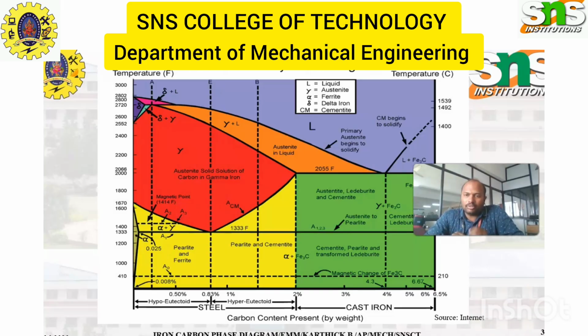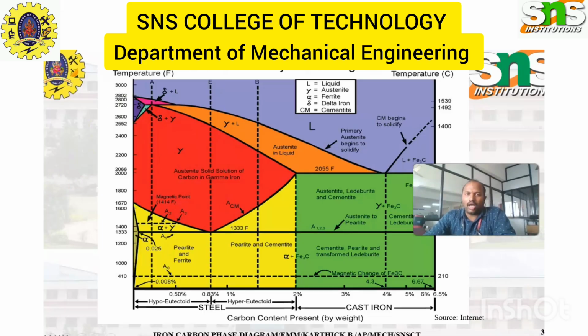Now the y-axis is temperature, in degrees Celsius. The first line is around 723 degrees, then 910 degrees Celsius, around 1400, around 1492, and around 1539 or 1540. After that it is liquid, meaning the steel is completely converted from solid to liquid at a temperature around 1540 degrees Celsius. In turn, this is called the melting point.